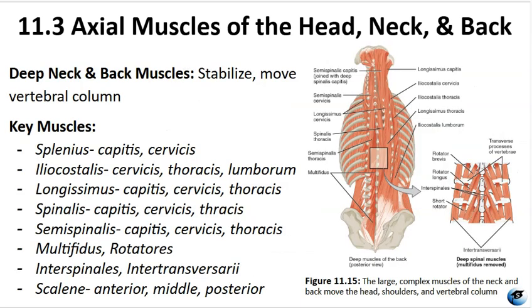The deep muscles of the neck and back stabilize and move the vertebral column. These complex overlapping muscles are organized into 5 main groups. The splenius group includes the splenius capitis and splenius cervicis muscles. The erector spinae group is divided into 3 subgroups: iliocostalis, which is cervicis, thoracis, and lumborum; longissimus, which is the capitis, cervicis, and thoracis; and then spinalis also has capitis, cervicis, and thoracis.